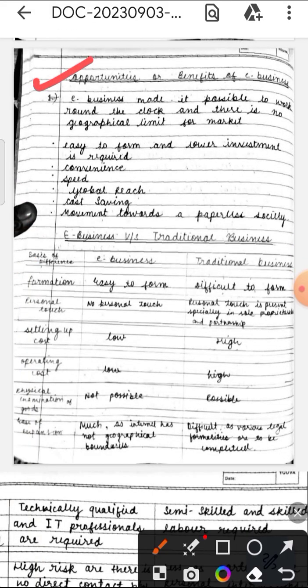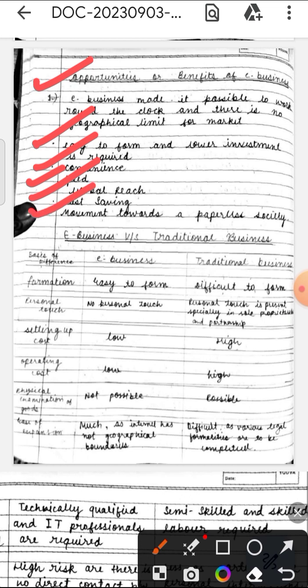The benefits and the opportunities of e-business. E-business provides many opportunities like ease of formation and lower investment. Lower investment is required, as we already know that internet facility we can avail at less cost. Convenience, it is very easy. We can do the transaction sitting at our home. Speed, we can do the transaction by one click. Global reach, we can reach the market as far as we can. There is no limited geographical area.